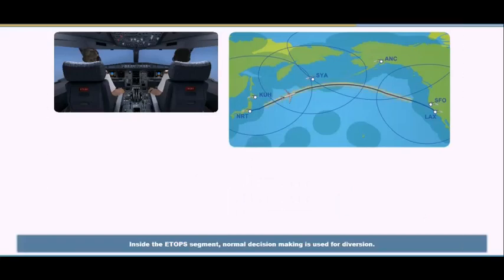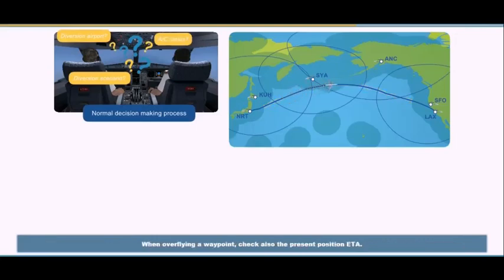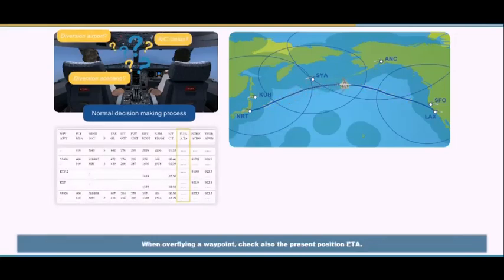Inside the ETOPS segment, normal decision-making is used for diversion. Get mentally prepared about the different scenarios of diversion and consider the aircraft status. When overflying a waypoint, check also the present position ETA. About 10 minutes later, check again your position.